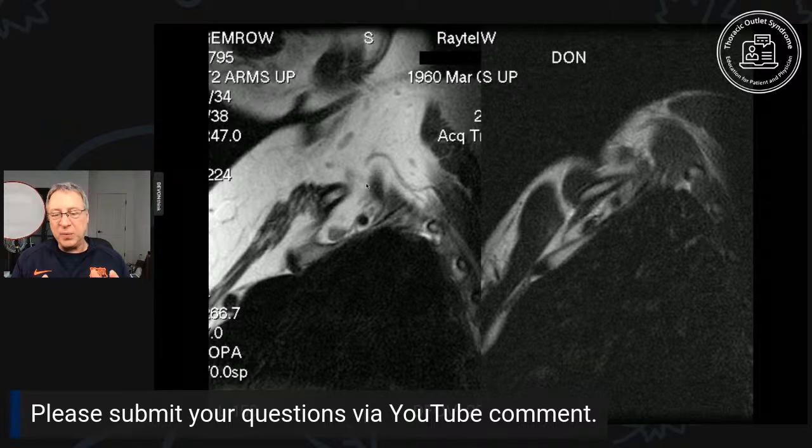And this is one of the ways that we can tell whether arm motion will compress the brachial plexus. Again, don't worry about the details. The point of this is to show how well we can separate all the structures out and use dynamic maneuvers on an MRI scan.